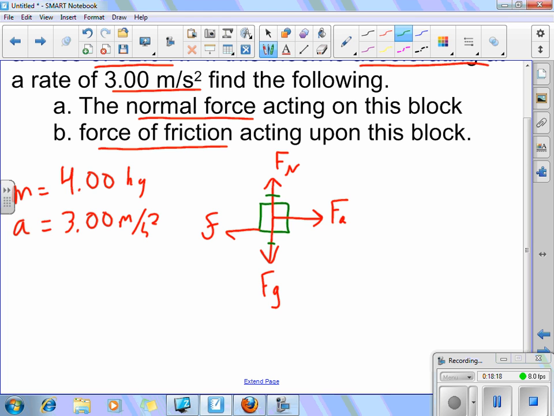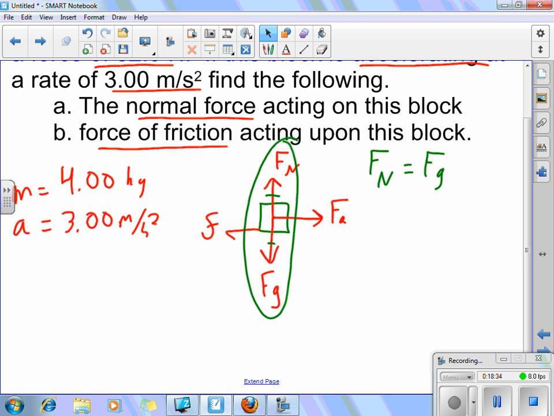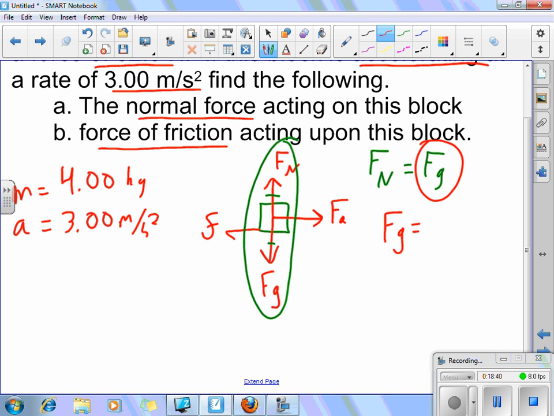How are we going to figure out the normal force acting on this block? Well, if these two are equal and opposite, it would imply that normal force must equal force of gravity, except it's opposite in direction. We're just looking for the normal force. We can tell it's going upwards. Let's just find the value. Easiest way to find the value is to work with something we know, and that would be gravity.